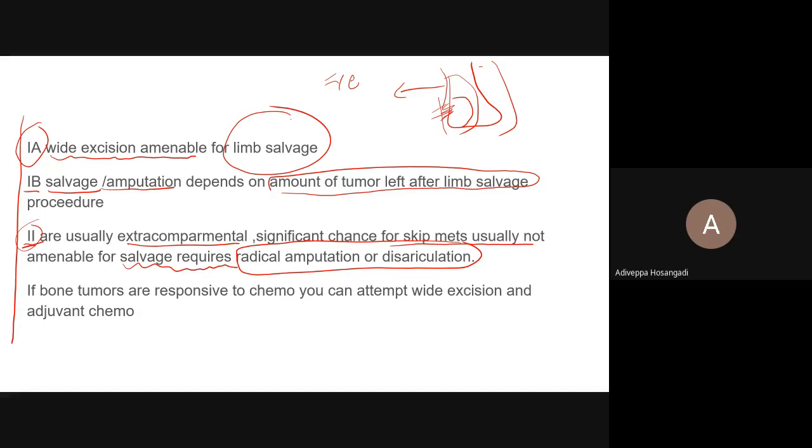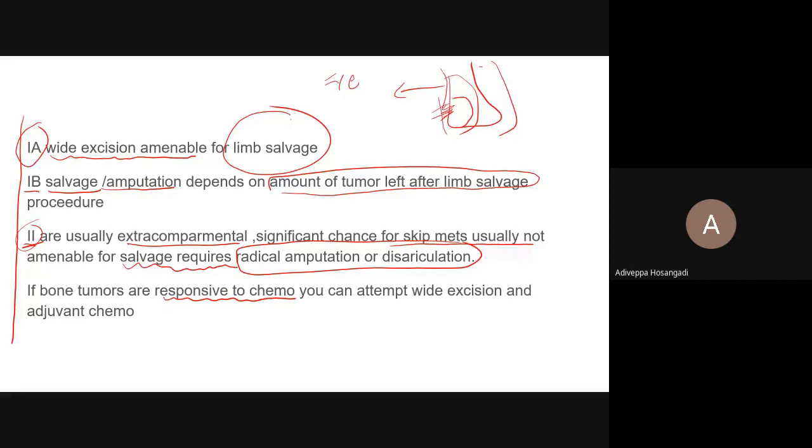One important thing is if bone tumors are responsive to chemo, one which we are thinking of amputation by looking at radiology, it has become extracompartmental. You have done core needle biopsy and it is high grade extracompartmental. But you do chemotherapy 4 to 6 weeks prior to surgery. If you see regression in the size, you can downsize or downgrade the staging and try to save the limb. Instead of doing radical excision or radical amputation, you can do wide excision.